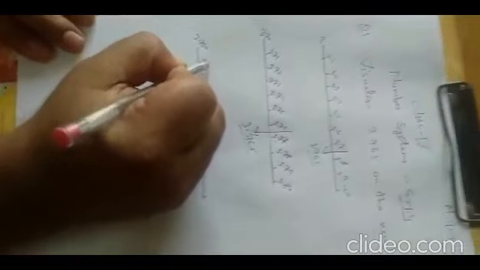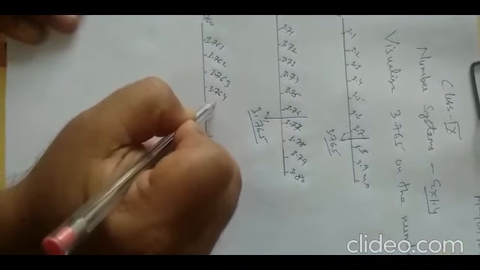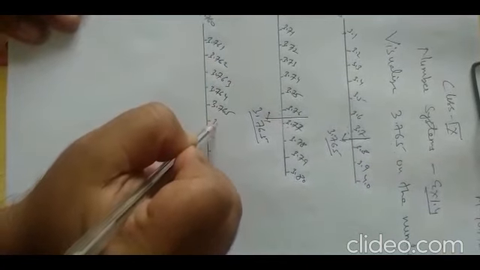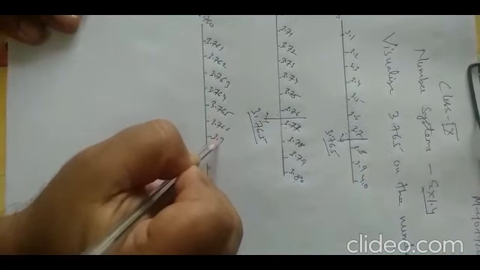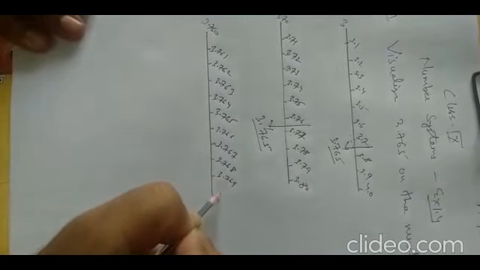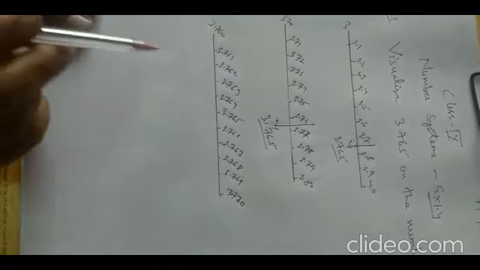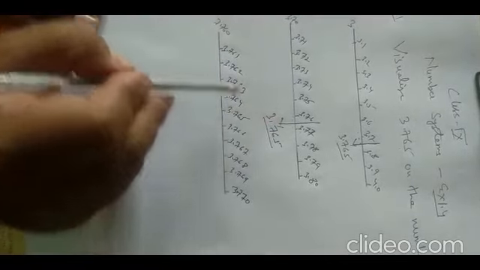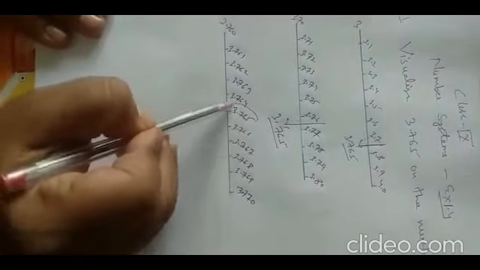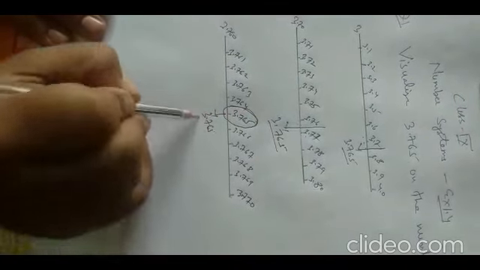Now 3.760, 3.761, 3.762, 3.763, 3.764, 3.765, 3.766, 3.767, 3.768, 3.769, 3.770. Now we reach the target 3.765. See here, this is 3.765. This is the answer.